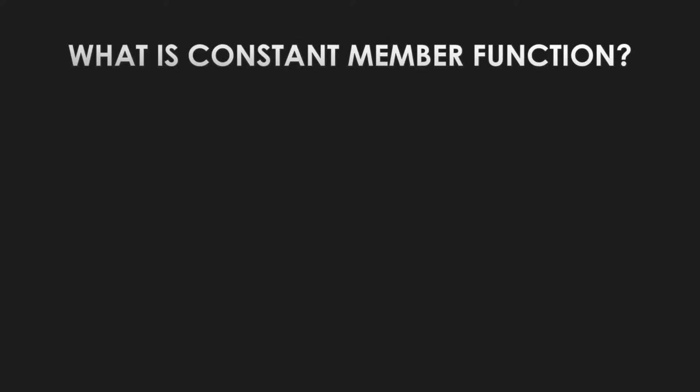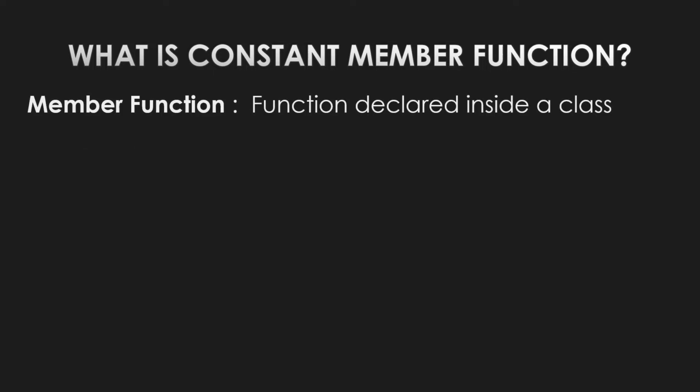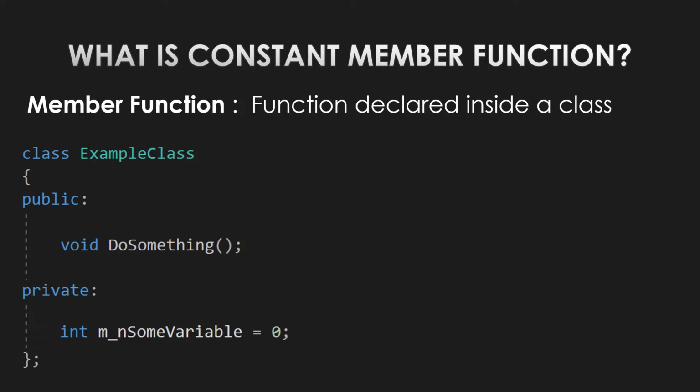Let us see what is constant member function. Before learning about constant member function, we should understand what is meant by a member function. A member function is a function that is declared inside a class scope. As shown here, the function do something is a member function which is declared inside the scope of class named example class.